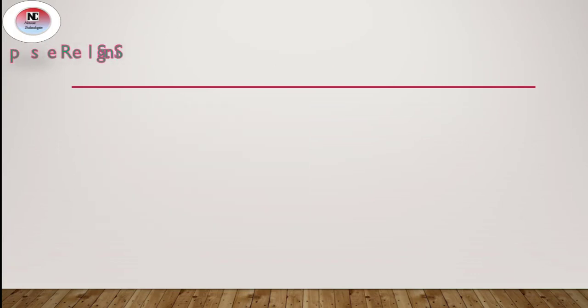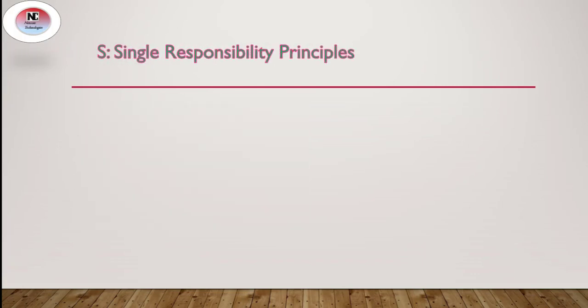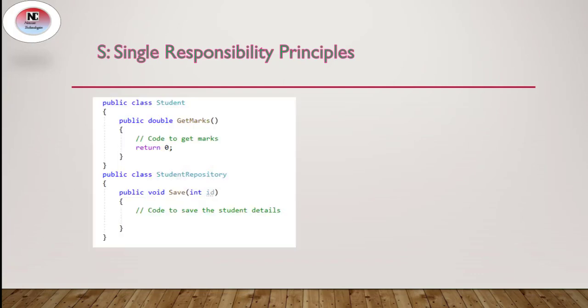So let's make changes to that. How can we find the solution? We are going to create two classes. First is the Student class, which has the GetMarks method. This method calculates the marks. And we are creating another class for the other responsibility, that is StudentRepository, which saves the data of the student in the database. So we have divided the responsibility into two classes, and each class now belongs to a single responsibility. This is how we have achieved the Single Responsibility Principle.